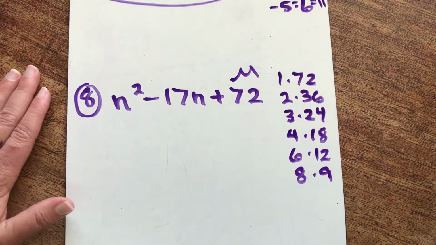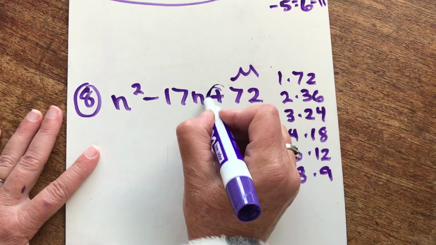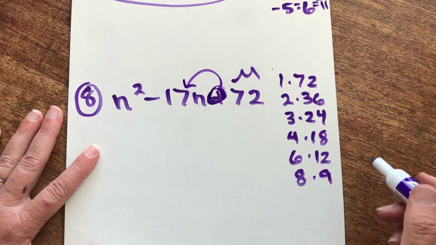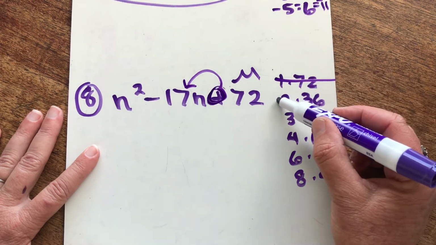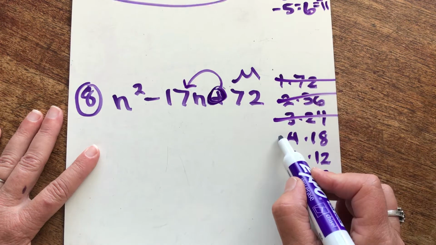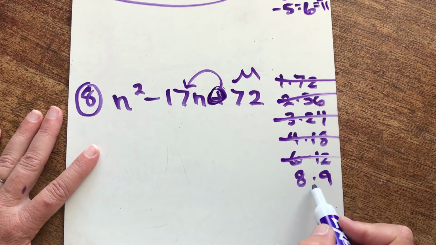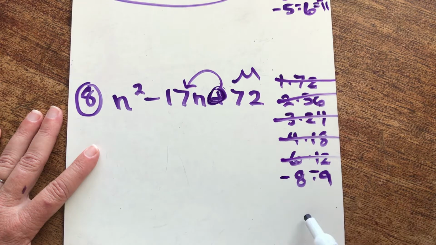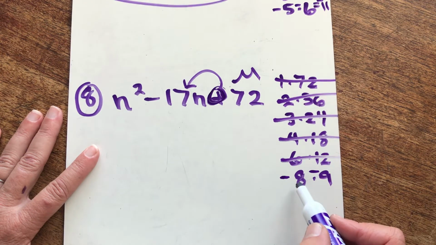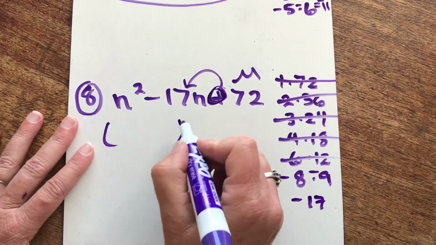We're looking for the factors of 72. Listed them. Which one of those groups adds to give me 17? Nope. That's 38. Nope. That's 27. Nope. That's 22. Nope. That's 18. Big ol' nope. And we have it. But they both have to be negative, because negative 8 plus an additional negative 9 would give me a negative 17, which is what we're looking for. Let's go.